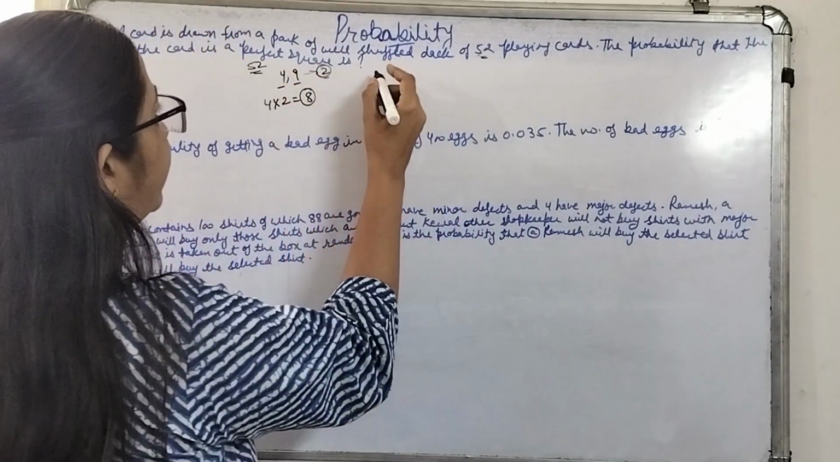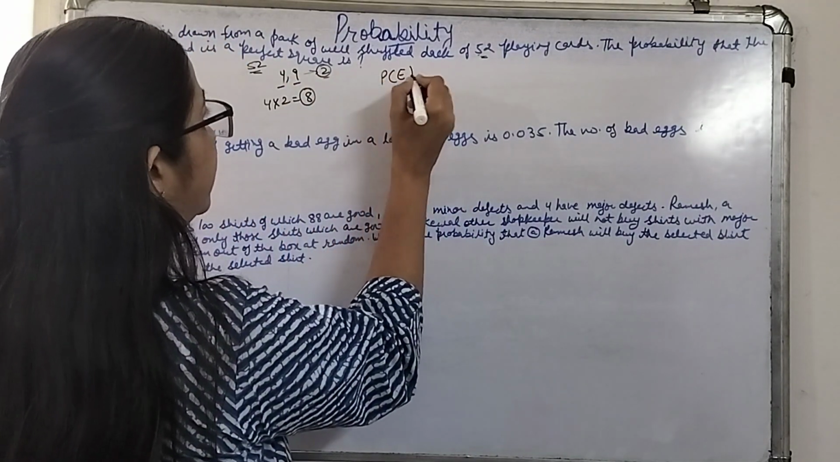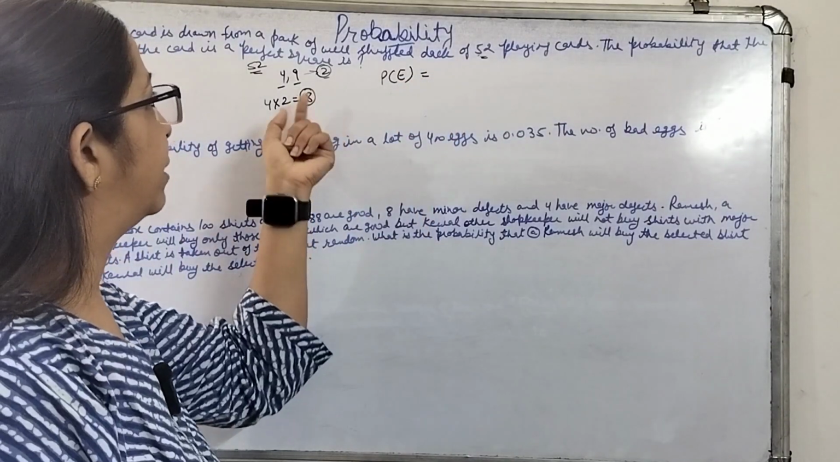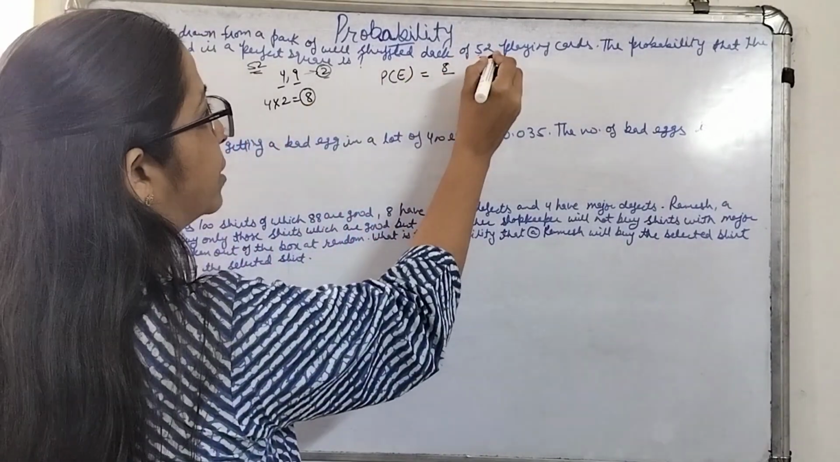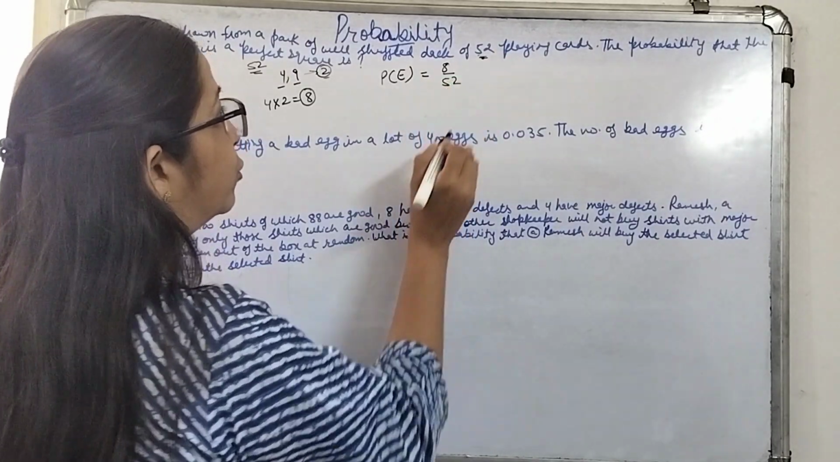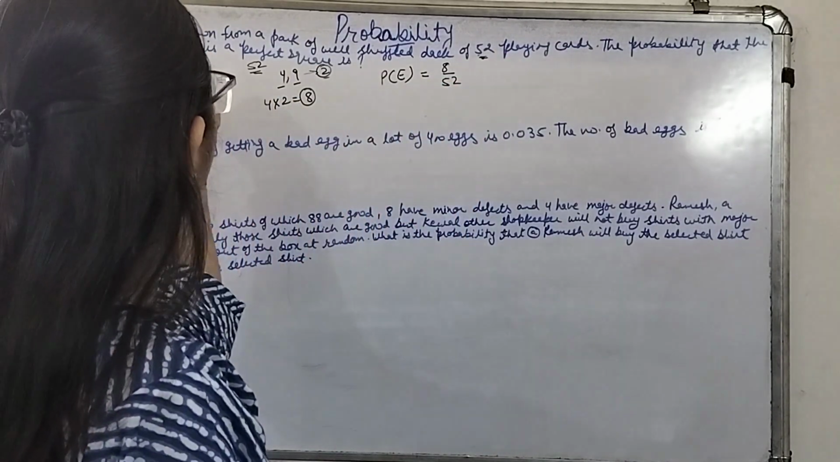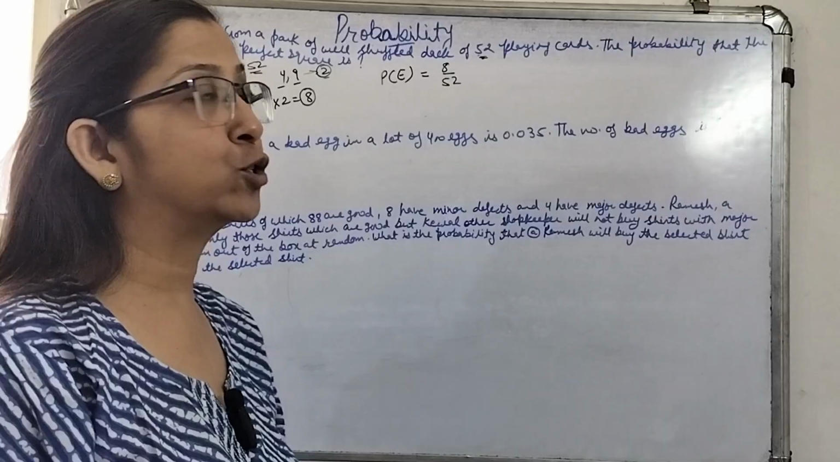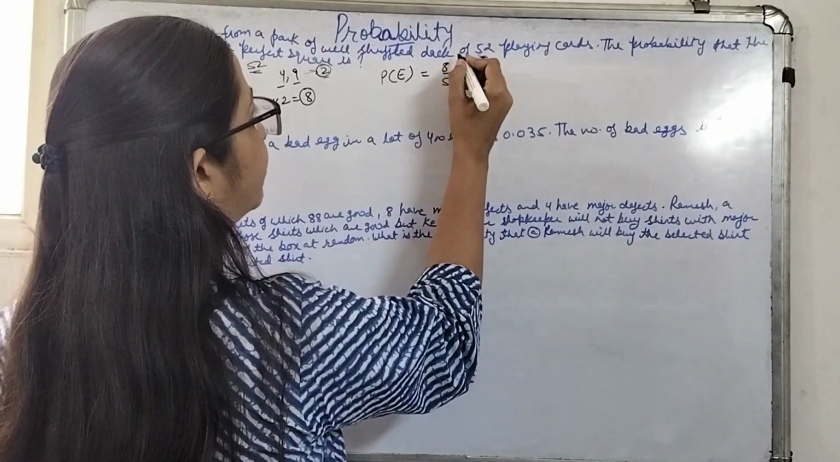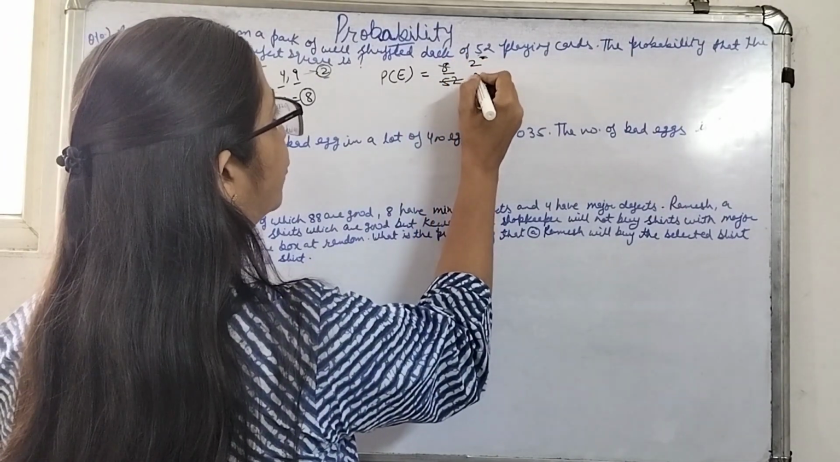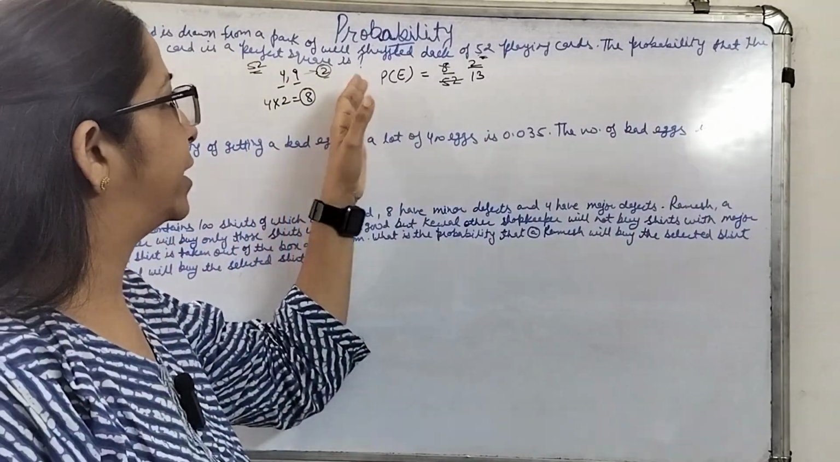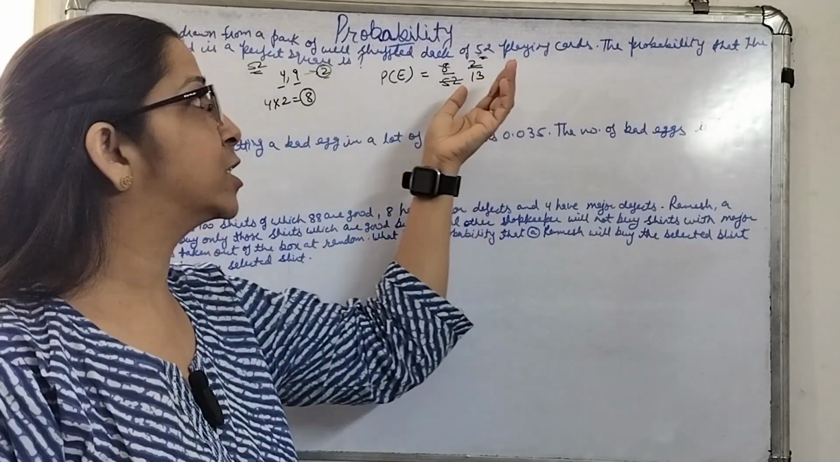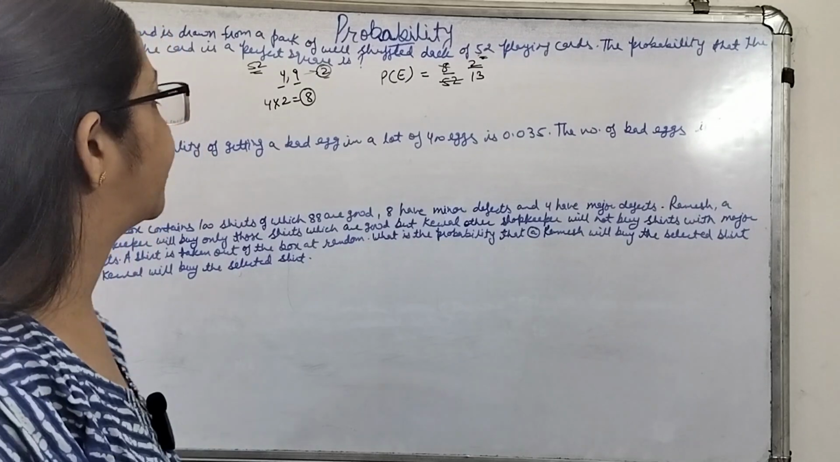Now see the probability of getting a perfect square number. Total number of favorable outcomes, that is 8, divided by total number of possible outcomes, that is 52. This is the probability of getting a card which is a perfect square. Now if we divide it by 4, 4 twos are 8, 4 thirteens are 52. That means the probability of getting a perfect square card is 2 upon 13. This will be the probability.